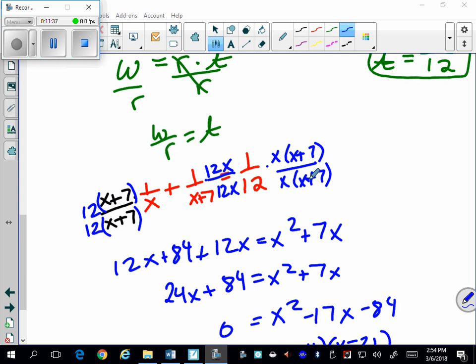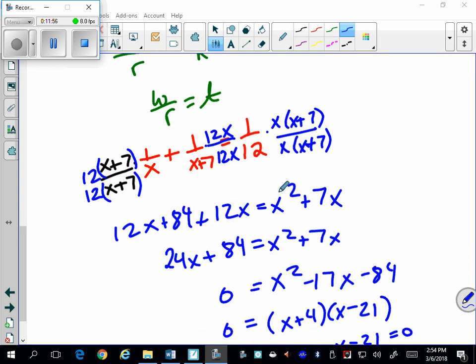Second step here, I started distributing. I did 12 times x plus 7. So that's here. 1 times 12x is 12x. 1 times x is x, and then distribute it in. You get x squared plus 7x. You see a squared term. So I'm going to get all like terms together, and I move everything to one side. And then I have x squared minus 17x minus 84.